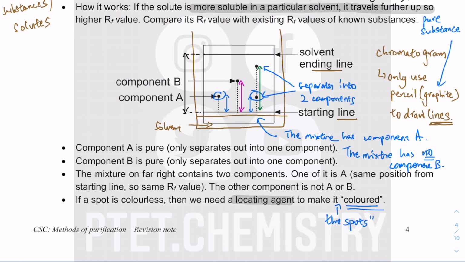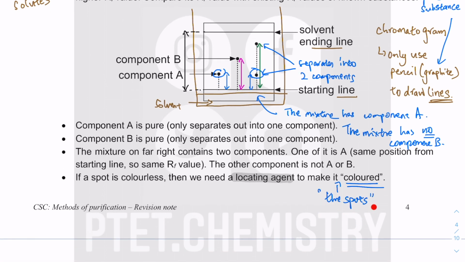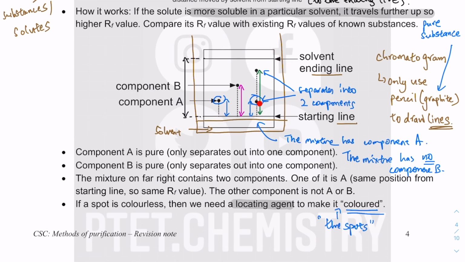If the spots are colorless, it doesn't have color, you don't see it. Just like water, you don't see water. But if you put a bit of coloring onto it, you can see the water. So that's why we need a locating agent to make something colorless visible, so that it is very obvious for you to see. Only then can you work out the RF. If you can't see it, how can you work out the RF to begin with?